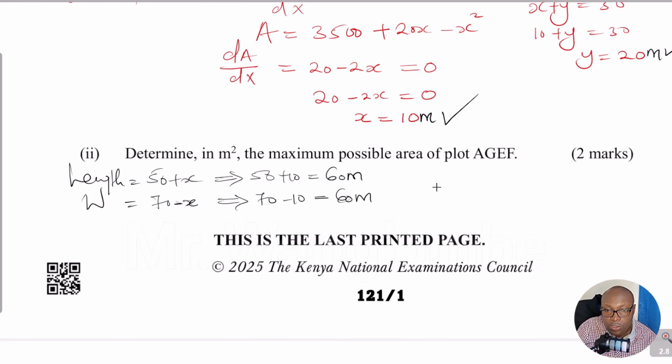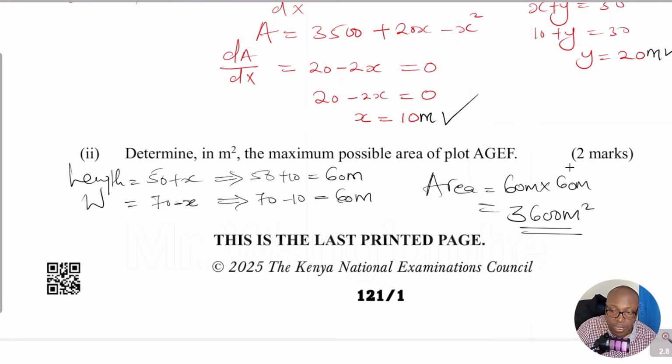So the maximum possible area will be 60 meters by 60 meters, because that is a rectangle, and this gives 3600 meters squared. And that is simply how you are supposed to solve that question.